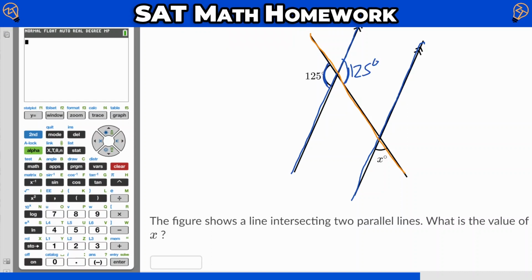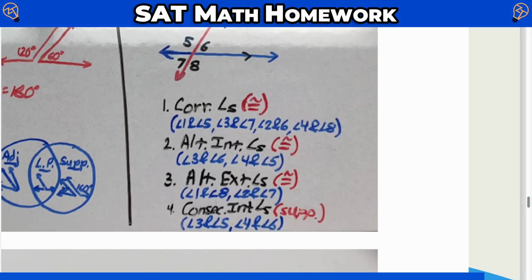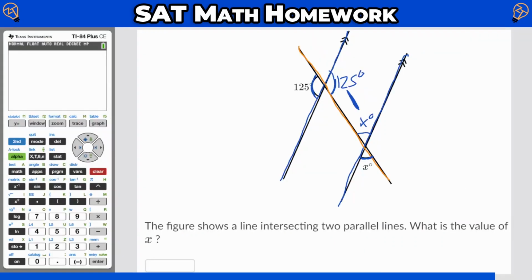And I'm going to do the same thing here. If this is x, then so is this, because vertical angles are congruent. Well, now I do have a specific relationship. These two are what we call consecutive interior or same side interior. And we know that that conclusion is then they are supplementary. So now we could do 180 minus 125 and find that x is 55.